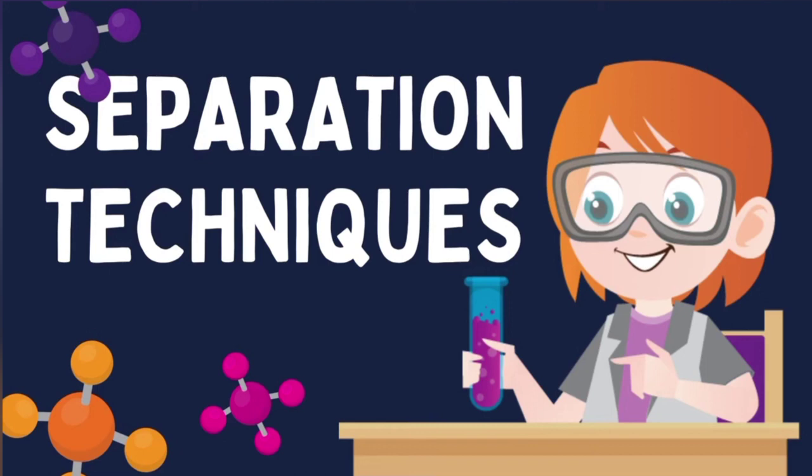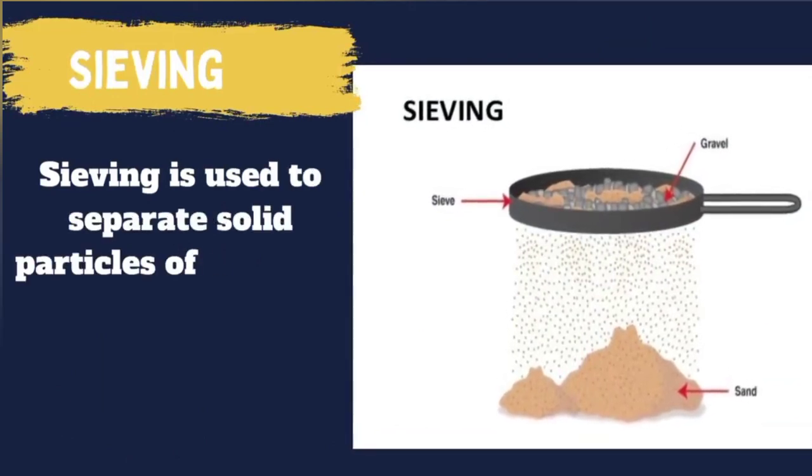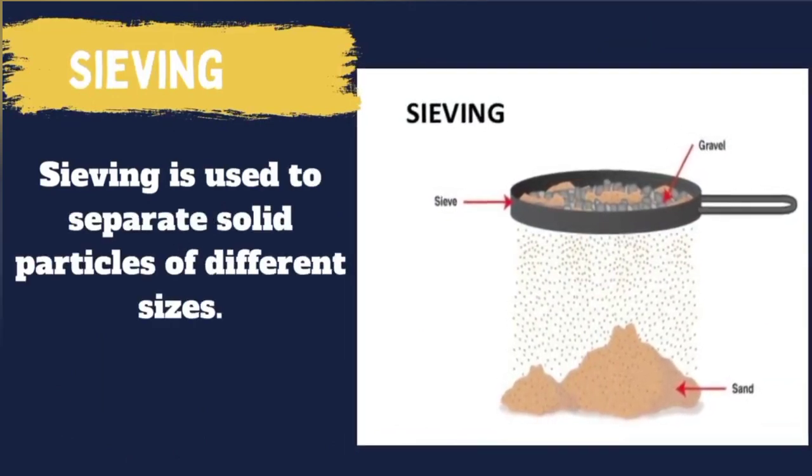We'll begin by looking at the first one for today. Remember, I gave you the list of them before. So we'll begin by looking at the first one, which is called sieving. Sieving is a separation technique that is used to separate solid particles of different sizes, or based on their sizes. We make use of an equipment known as a sieve.